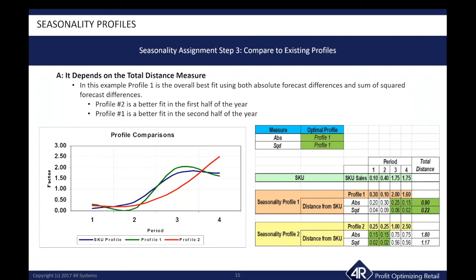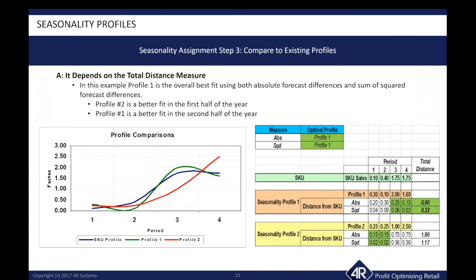So the lower the difference between the SKU profile and the potential seasonality profile, the better fit the seasonality profile is for that SKU. Since profile 2 has a lower absolute value forecast difference and squared forecast difference in week 1, profile 2 is considered to be a better fit for this week. So using the same calculation method for distance measuring, we can see that seasonality profile 2 has a lower distance measure from the SKU profile for both weeks 1 and 2, while profile 1 has a lower distance measure for weeks 3 and 4.